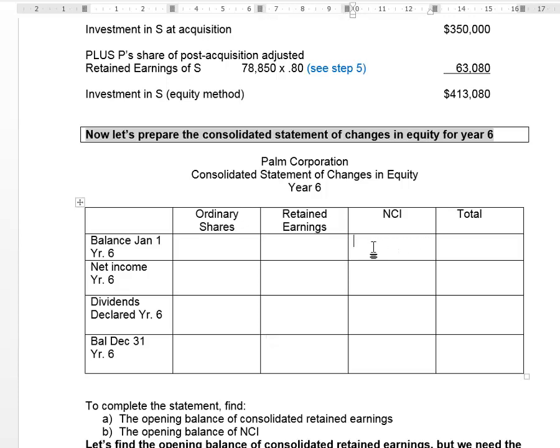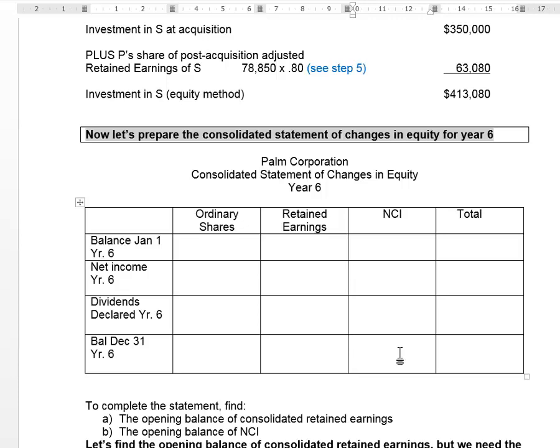For NCI, we are going to have to calculate the opening balance of consolidated NCI. We don't have that balance yet, but we know the amount by which NCI grew. It grew by the amount of consolidated net income that got attributed to the NCI shareholders. So when we did our step 3 calculation on calculating consolidated net income, we calculated that number. So we have that. And then we have dividends that were declared by the sub to the NCI shareholders. And we also know, because the question says so, that the sub declared in year 6 $24,000 in dividends. If 80% went to the parent, then 20% must have gone to the NCI. So we can then calculate our ending balance of NCI.